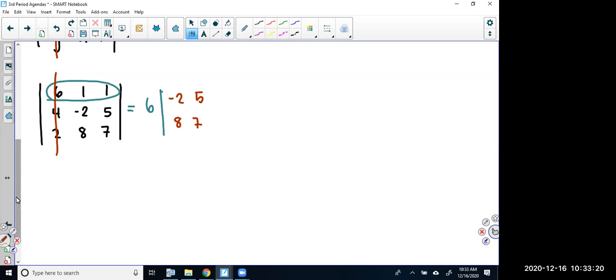I should have been more specific: it's not really that matrix, it's 6 times the determinant. Then I'm going to go minus 1 times the 2 by 2 determinant that's left, which is 4, 5, 2, 7. The next coefficient is plus 1.